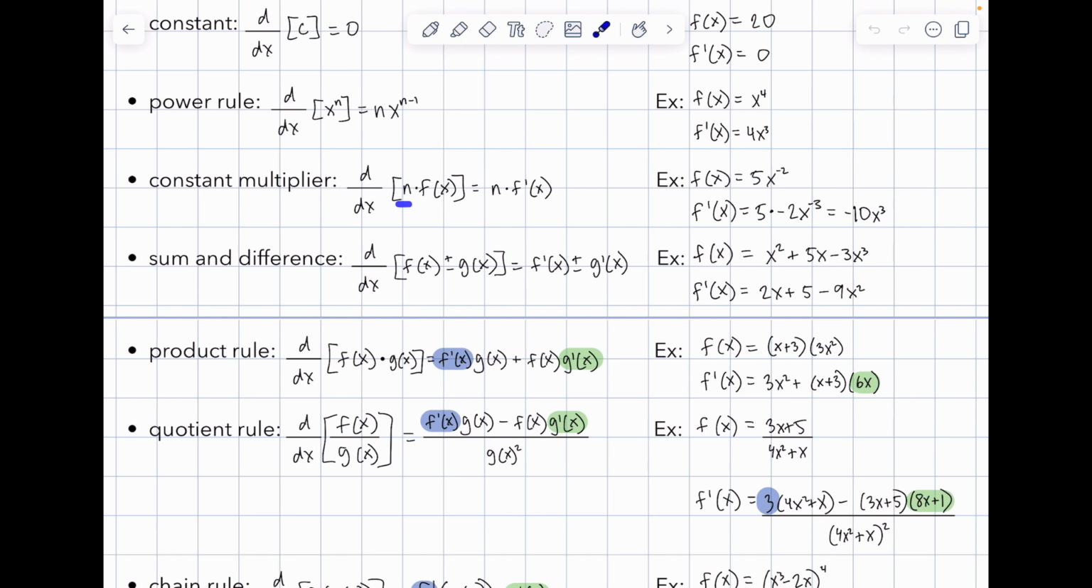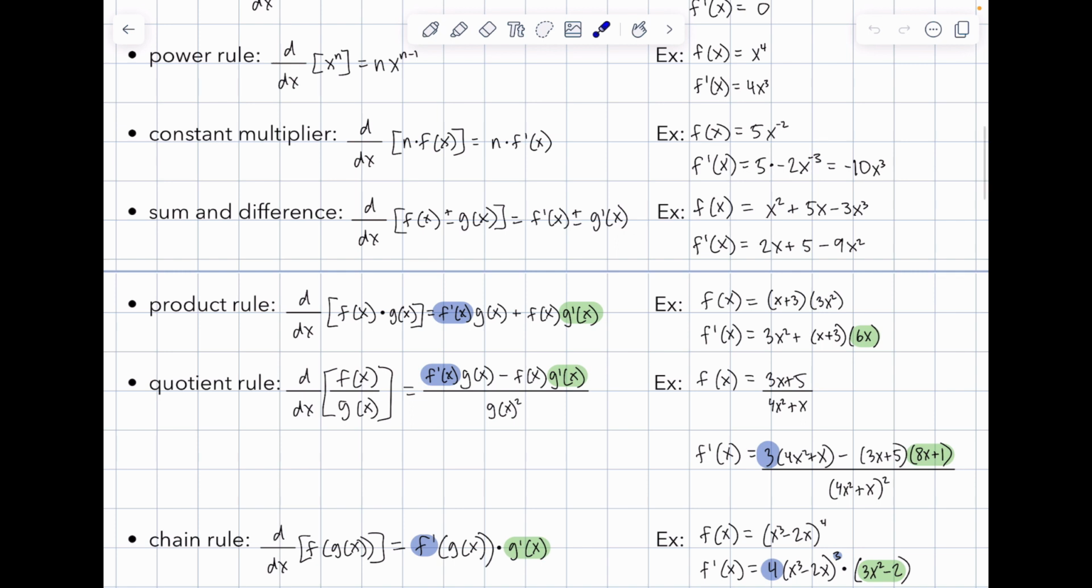And so if you have a constant multiplier and you're taking the derivative of that, so for example, you have n times f of x, then the derivative will just be that constant n times f prime of x. So for example, you have f of x equals 5 times x to the negative 2. So f prime of x will just be 5 times negative 2x to the negative 3. And this was using the power rule here. And further simplification gives us negative 10x to the negative 3.